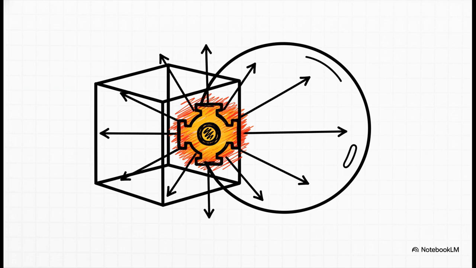So picture a running engine block sitting inside a totally sealed room. The total amount of heat escaping through the walls, it doesn't matter if the room is a cube or a sphere or some weird shape. It only depends on how much heat the engine itself is putting out. And that is exactly what Gauss's law is saying. The total electric flux only cares about the source, the charge that you've enclosed.